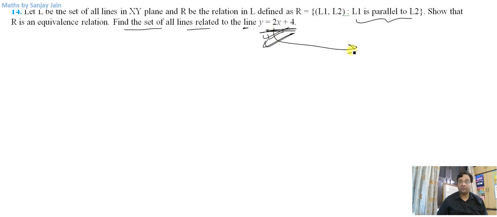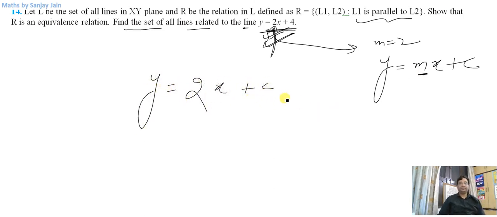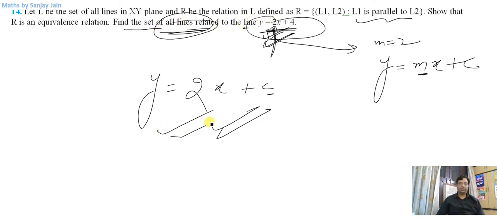What is the slope of this line? It is 2, right? Because the slope intercept form, if I write, will be mx plus c. So what is the coefficient of x here? It is 2. So if I write y equal to 2x plus c, where c is a constant, this is the set of all lines related to this line. So this will give me the set of lines related to this line. Now c will take various values and those lines will be parallel to this line.